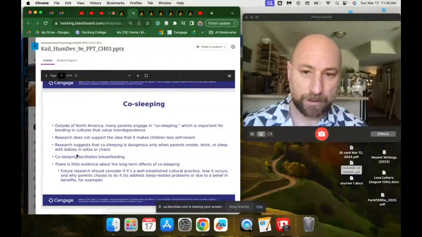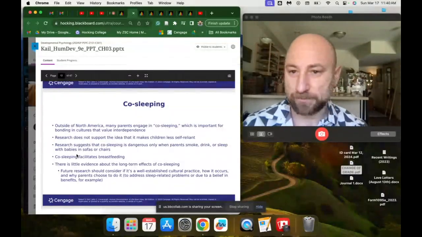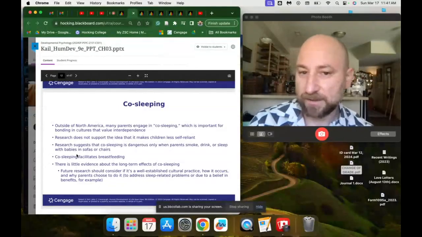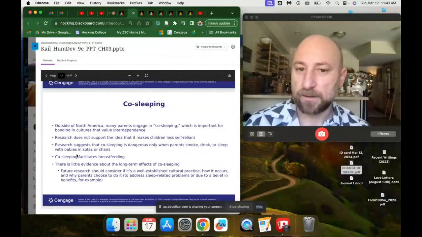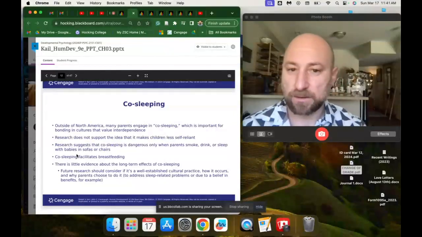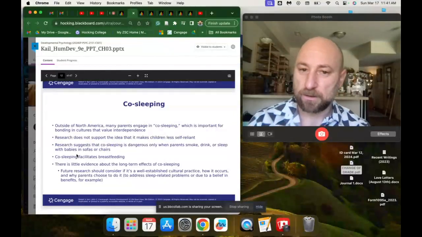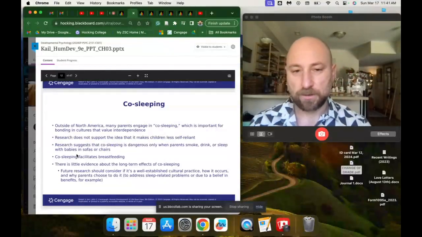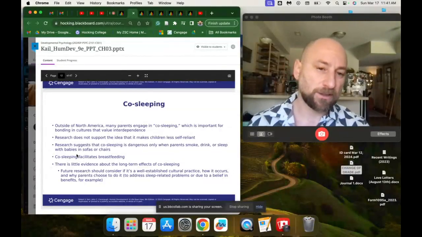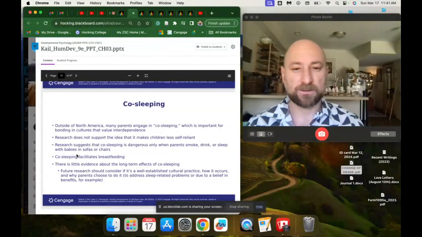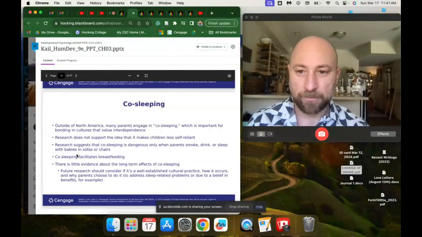So outside of North America, many parents engage in co-sleeping. Research does not support the idea that it makes the child less self-reliant. Some people worry that if you have the child with you all the time, you're kind of spoiling the baby, which is not really a thing. You cannot spoil a baby.